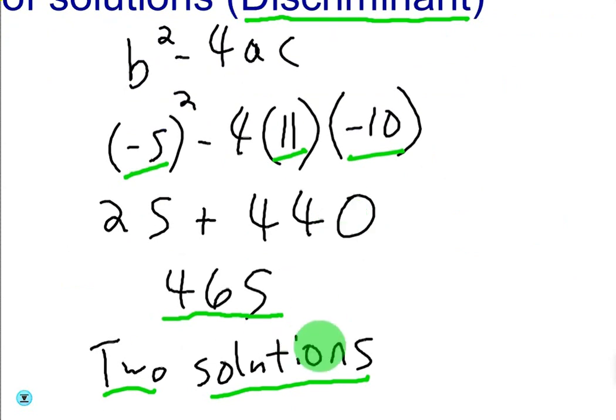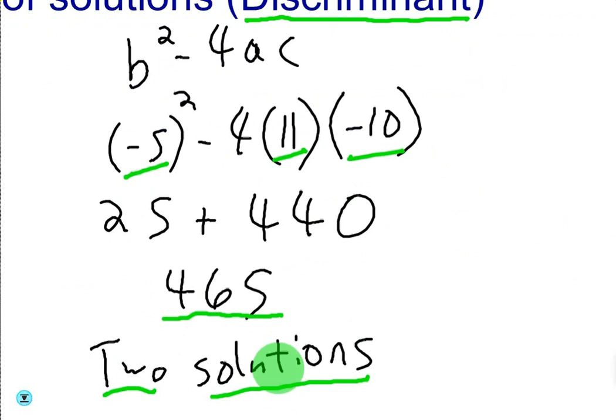And this is why we do the discriminant first, because if you get 0 solutions back, you don't have to write the whole quadratic formula out. You already know that there's not going to be a solution, right? If this is negative, remember there's 3 cases. If it's positive, it has 2 solutions. If the discriminant is equal to 0, it has 1 solution. If the discriminant is negative, there are no solutions.